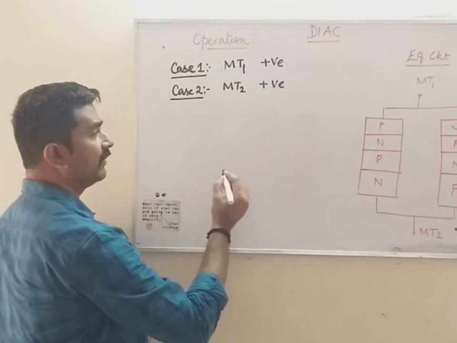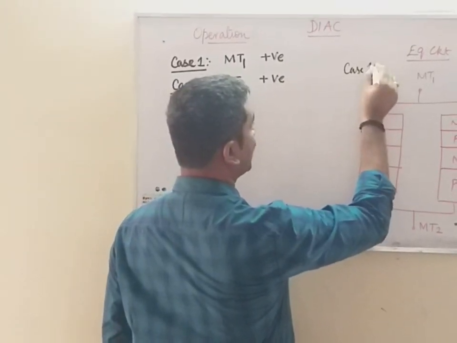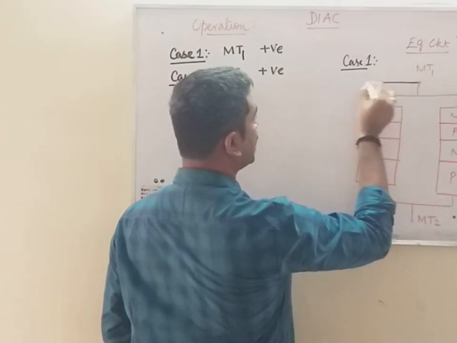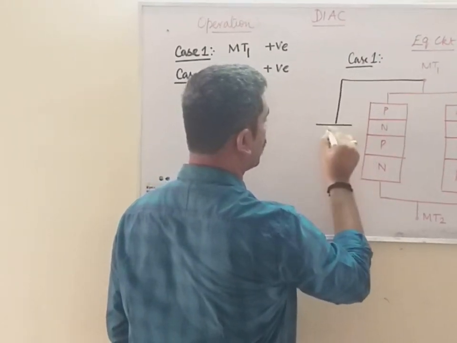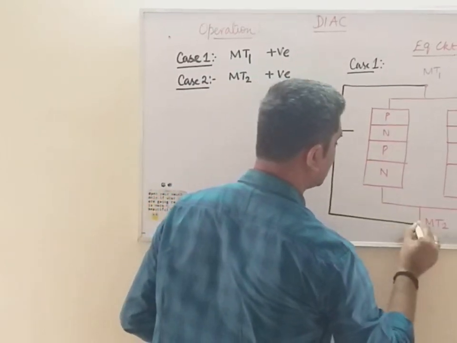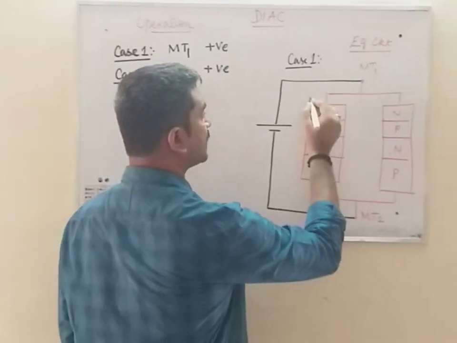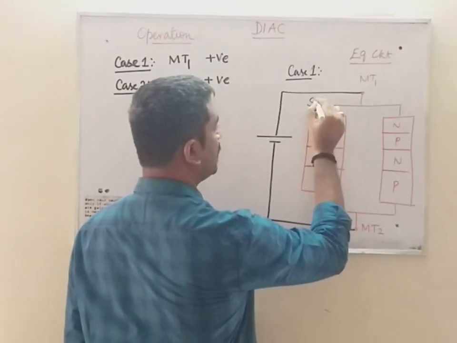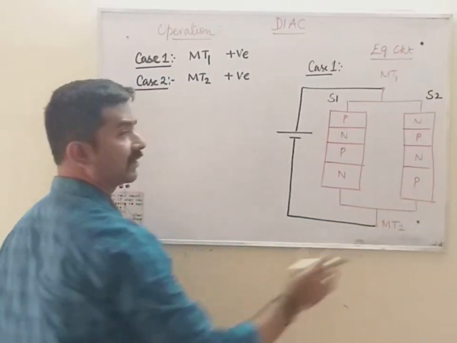Now we will take case 1, where MT1 is made more positive than MT2. So we will have this as stack 1 and this as stack 2. Stack 1 and stack 2.